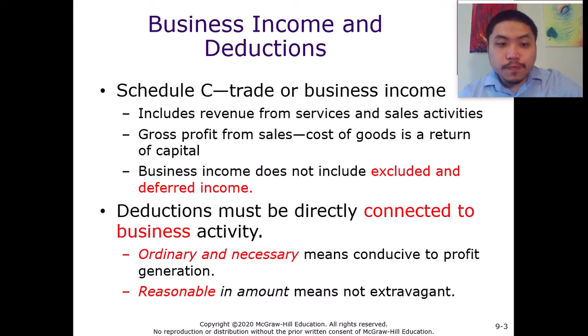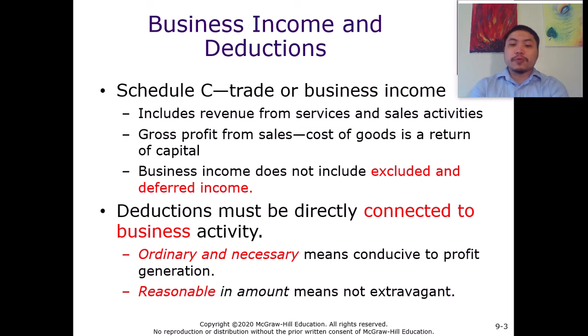Okay, so conceptually there are two requirements for the deduction of business expense, right? It has to be ordinary and necessary, and it also has to be reasonable. So ordinary and necessary basically means that it has to be related to the business, right? And it has to be needed. The expense has to be incurred to support the income generating activities of the business, right?